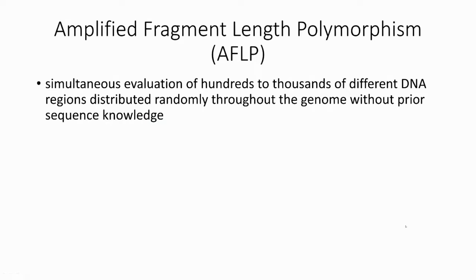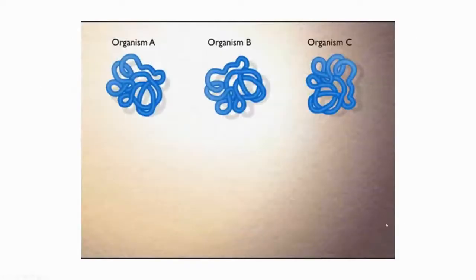And then of course the AFLP, which is called amplified fragment length polymorphism. It lets you simultaneously analyze or evaluate hundreds to thousands of different DNA regions, distributed randomly throughout the genome, without prior sequence knowledge. So that's called AFLP. Let's watch a video briefly about the Southern blot.